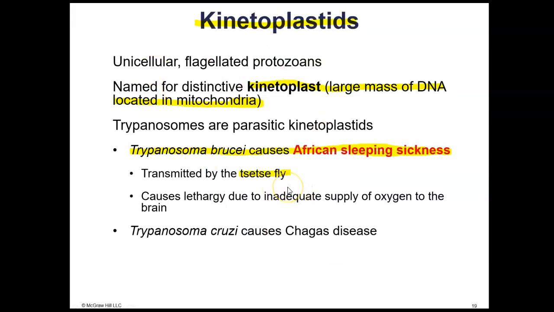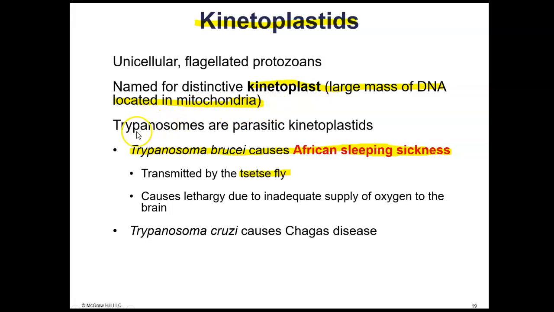All right, now the kinetoplastids are also unicellular. They also have flagella. They're named for a kinetoplast, which is a large mass of DNA in their mitochondria. Remember that what distinguishes the excavata is that they either don't have mitochondria or there's something abnormal about their mitochondria.